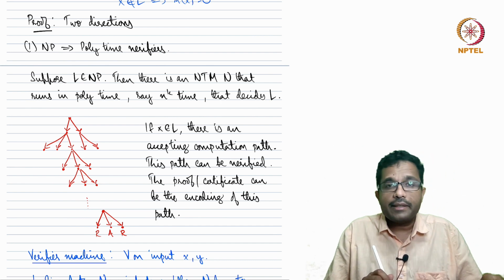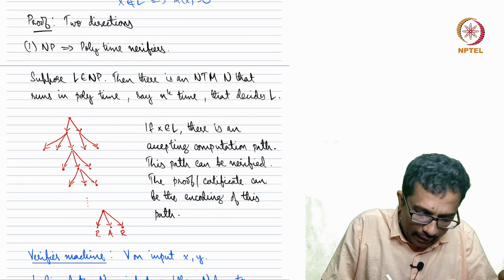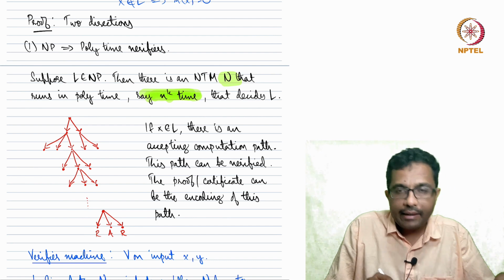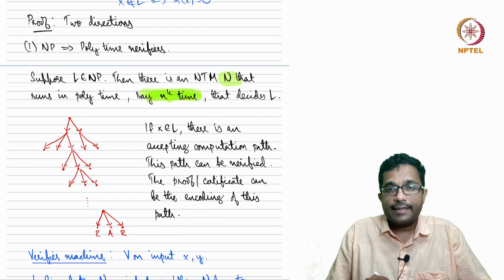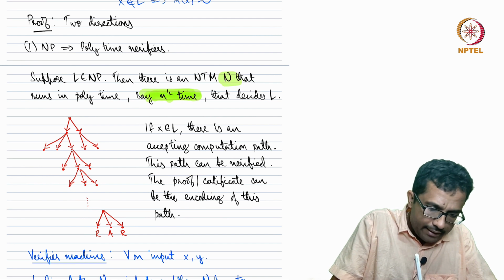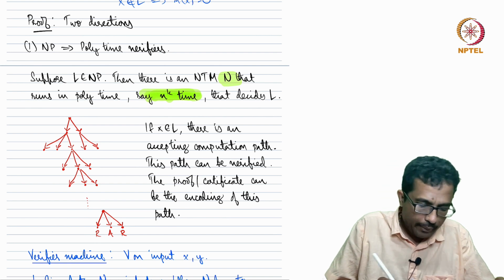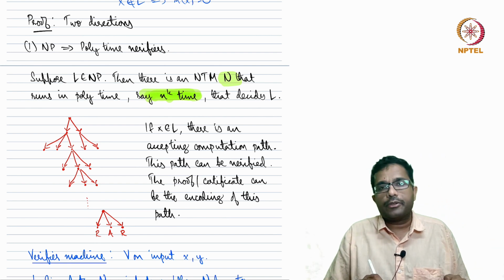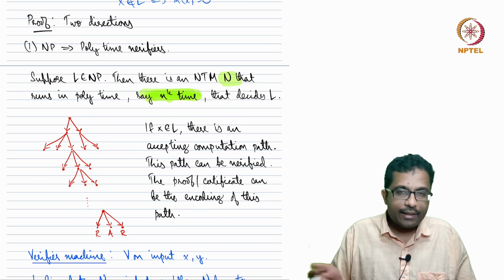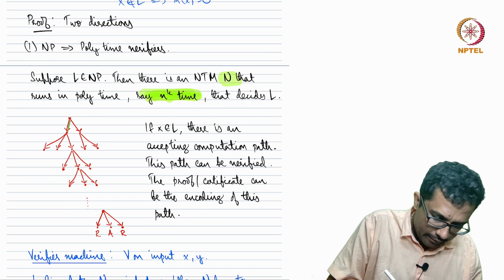Which means there is a non-deterministic Turing machine N for L, and the non-deterministic Turing machine runs in n^k time and decides L. So suppose x is in the language. When x is input to the non-deterministic Turing machine, there is a computation tree. If x is in the language, there is at least one accepting path. So let's say this is the accepting computation.